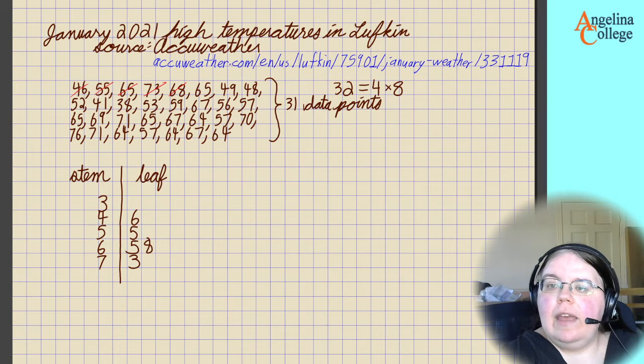65. Even though there's already one in there, I'm going to put another 5 because this means that there's a 65 and then another 65. It's okay if you have some repeating numbers in this. You should represent all of them. Then we have 49.